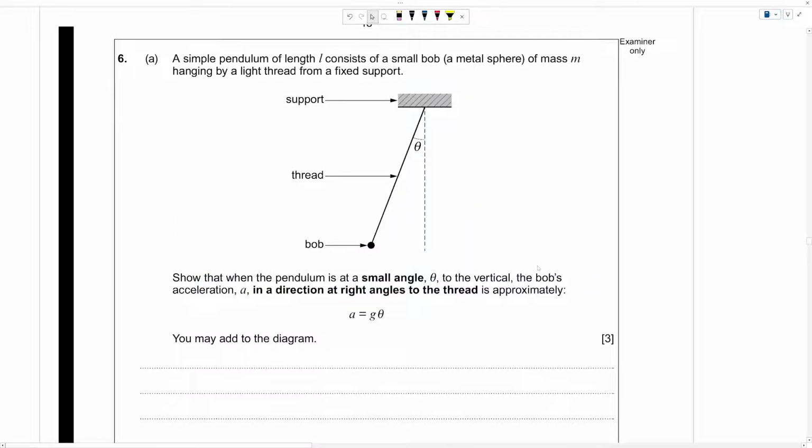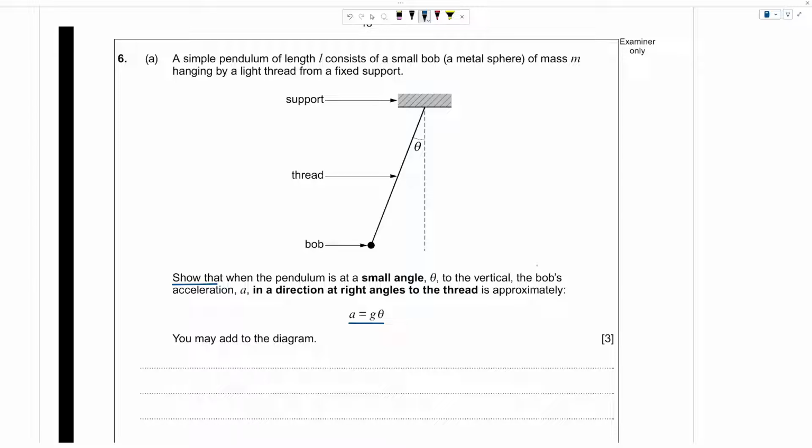Here we are, question 6. A simple pendulum of length L consists of a small bob, a metal sphere of mass M hanging by a light thread from a fixed support. And we've got a diagram to show that. Show that when the pendulum is at small angle theta to the vertical, the bob's acceleration in a direction at right angles to the thread is approximately a equals g theta. You may add to the diagram.